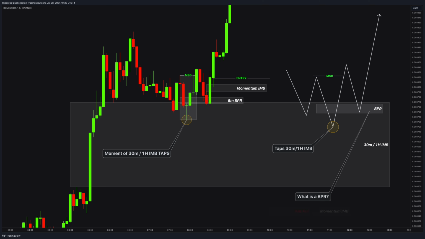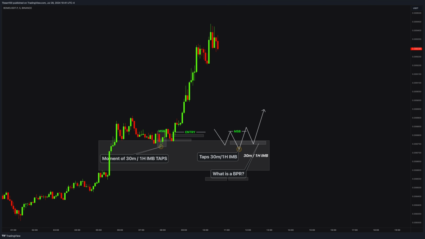Remember, what is a BPR? It is a combination of failed imbalance and momentum imbalance. A BPR is a perfection of a regular imbalance, and it is 100 times more powerful than ordinary imbalances. Never forget this. Actually, BPR is one of the core actions of price switches, which I teach in the masterclass. Then the price flies away, as you can see, a 7% move.